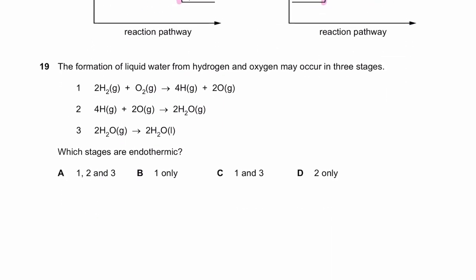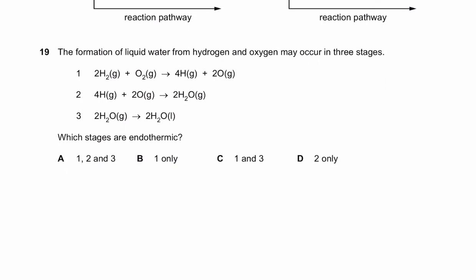Okay. The formation of liquid water from hydrogen and oxygen may occur in 3 stages. Which stages are endothermic? Endothermic would be those in which bond breaking is taking place, right? So if you check this out, hydrogen and oxygen were basically in the form of molecules, and now you have them in the form of atoms, 4 H atoms and 2 O atoms.